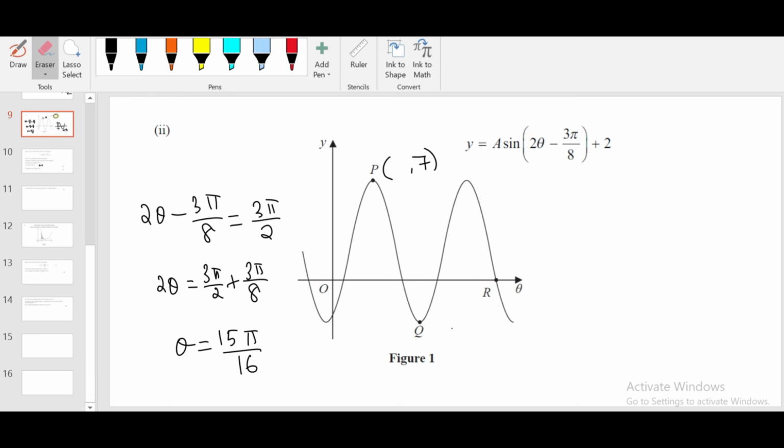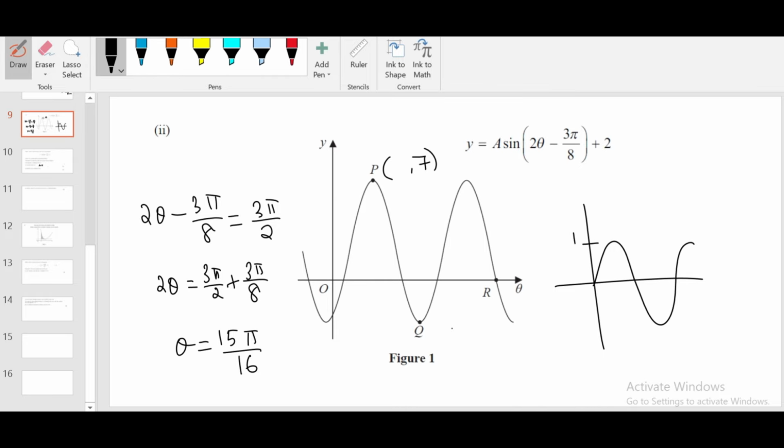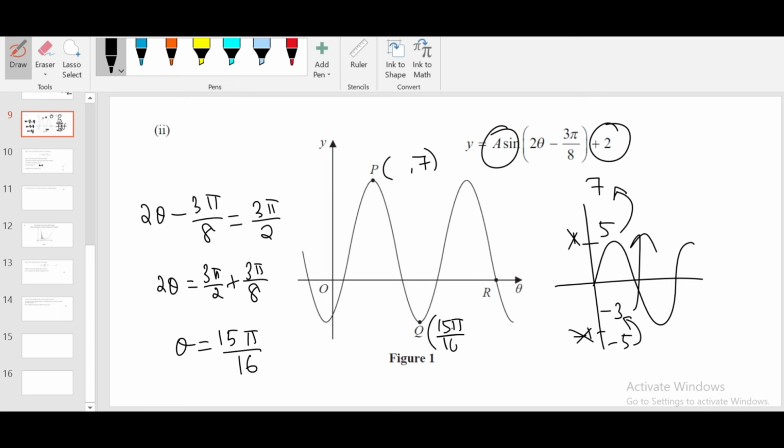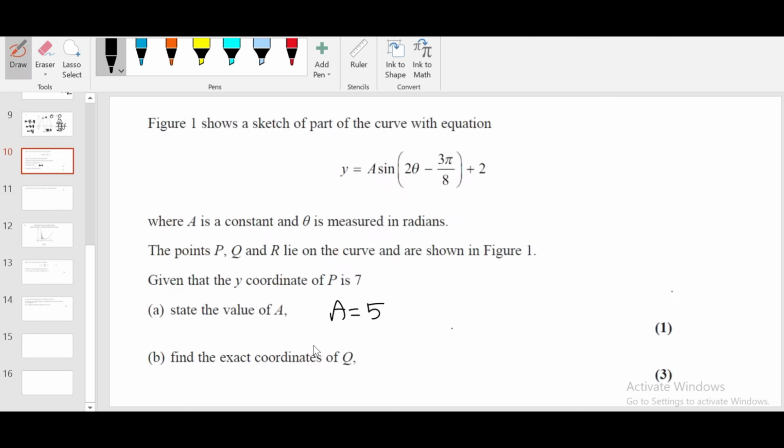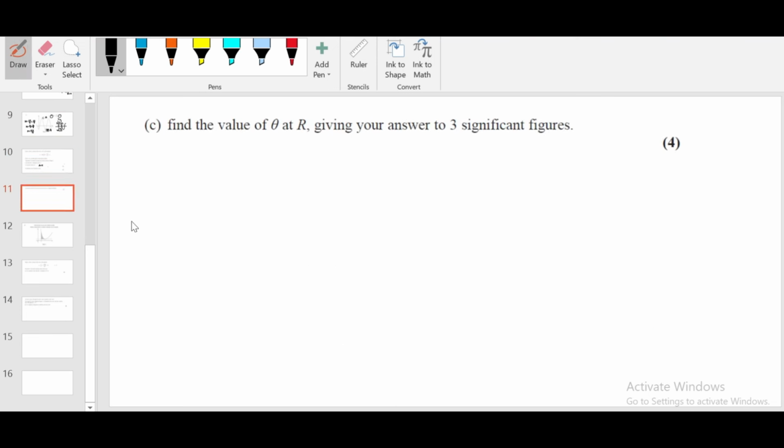And then the y coordinate, think about it. Here it was 1 and minus 1. When you multiply by 5, it becomes 5 and minus 5 instead of 1 and minus 1. And then when you move upwards 2 units, this 5 becomes 7, this minus 5 becomes minus 3. So the coordinates of Q are 15 pi over 16 comma negative 3. That's all. That's a 3-mark question. Let's move on to the next part.